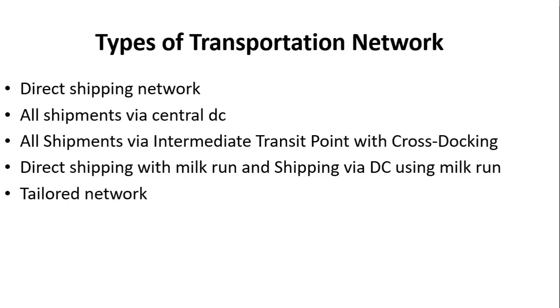There are 5 design types of transportation network: direct shipping network, all shipments via central distribution center, all shipments via intermediate transit point with cross-docking, direct shipping with milk run, and shipping via distribution center using milk run, and last of all, the tailored network.